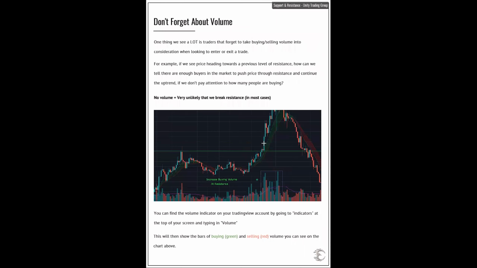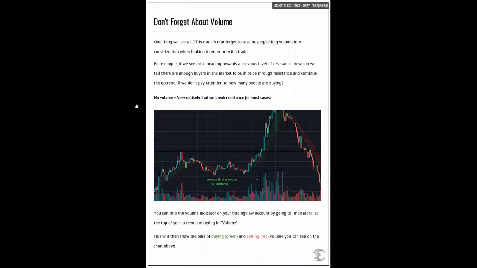So don't forget about volume either. One thing we see a lot is traders that forget to take buying or selling volume into consideration when looking to enter or exit a trade. So for example, if we see price heading towards a previous level of resistance and continuing up, how can we tell that there are enough buyers in the market to push price through this resistance and continue the uptrend if we don't pay attention to how many people are buying? We see this a lot.